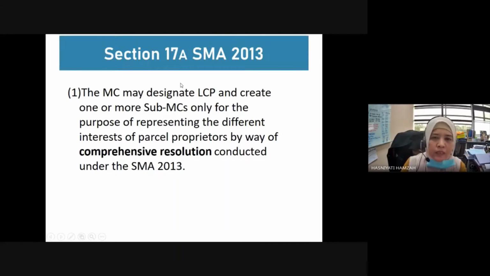Dia boleh designate ni macam mencalonkan lah, macam tu, boleh mencalonkan, boleh propose, designate boleh propose dahulu, designate boleh mencadangkan. The MC may designate LCP and create one or more sub-MCs only for the purpose of representing the different interests of parcel proprietors by way of comprehensive resolution. Under comprehensive resolution sahaja barulah sub-MC boleh create, okay, conducted under the SMA 2013.